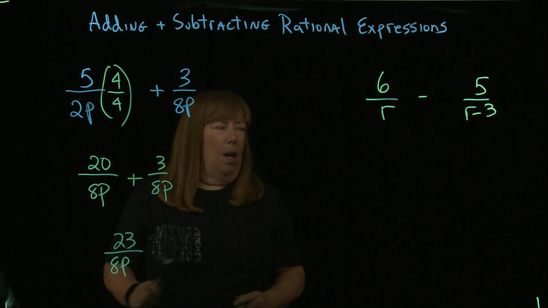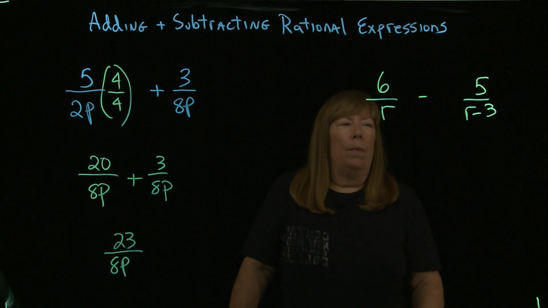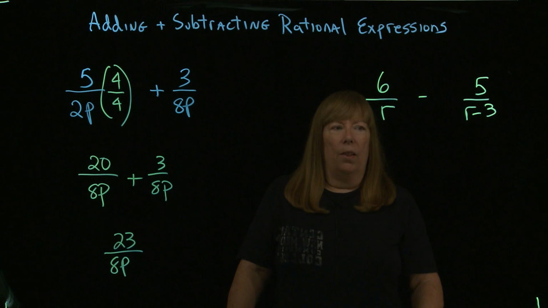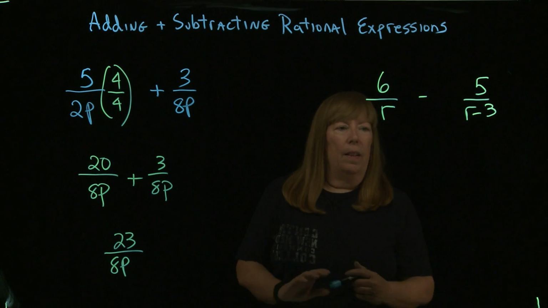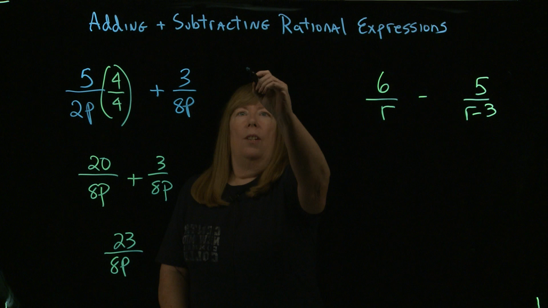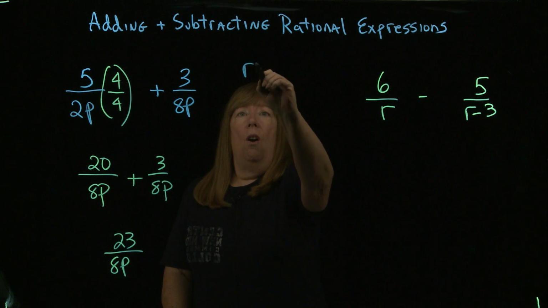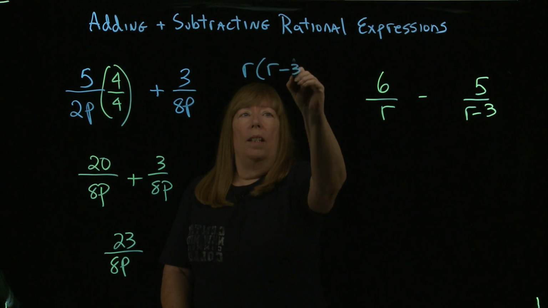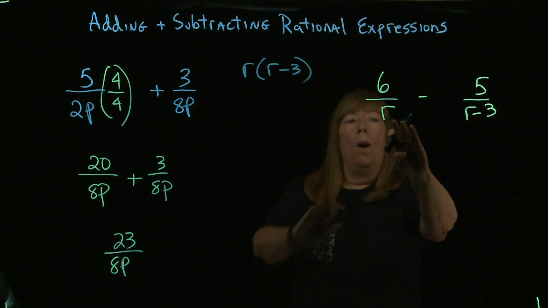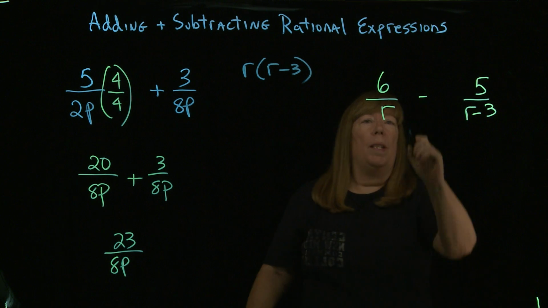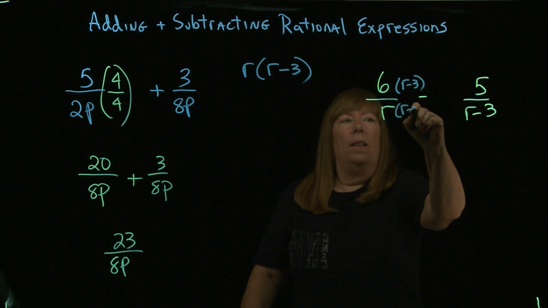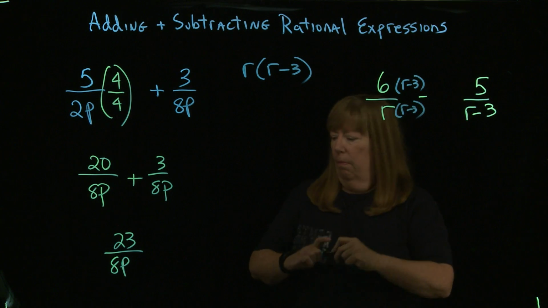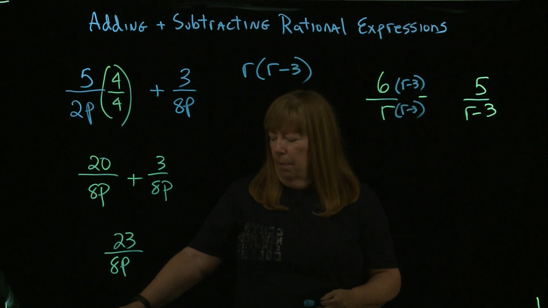This one's a little more complicated. Let's see. r and r minus 3. I do not have a common denominator. So what is the common denominator going to be? Actually, the common denominator is r times r minus 3. So what part of the common denominator is this missing? It's missing the r minus 3 part. Anything over itself is 1, so it's perfectly acceptable to do that.